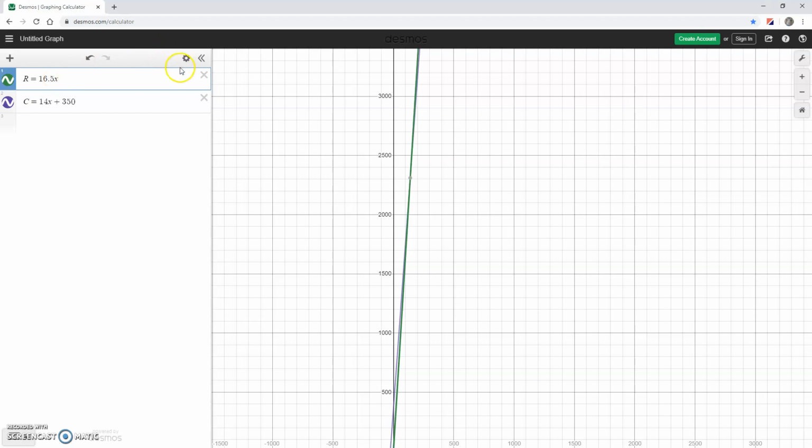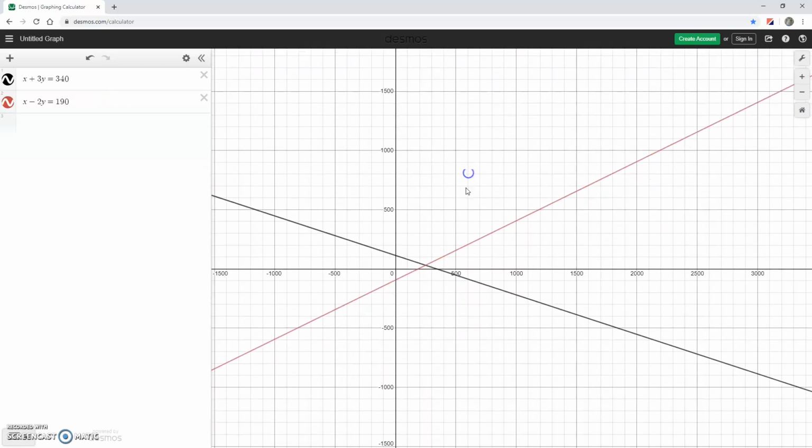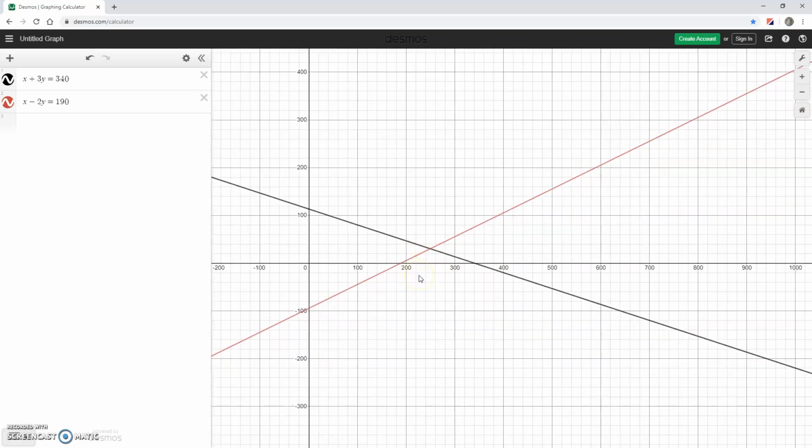Another thing that's nice about using Desmos is we don't have to rewrite our equations in terms of a y equals statement. We can type these equations in exactly as they're given to us, or exactly as we've rewritten them, with x and y both on the same side. And it will still graph those functions for us and let us identify that point of intersection. So in this case, that would be the point 250, 30.